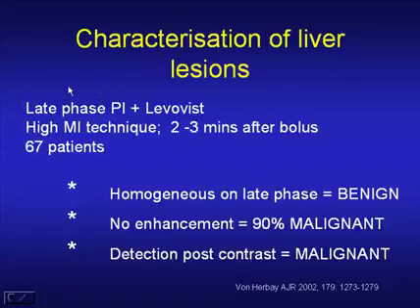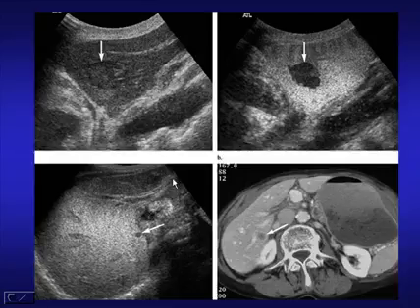Characterization of liver lesions. Well, the principles on which we work are very similar to those of contrast studies at CT and MRI. This is a study again from 2002 using the high mechanical index technique, which was all we had in those days, trying to compare the properties of benign and malignant lesions, and we can see that homogeneity on the late phase is typically benign, no late phase enhancement is typically malignant, and so on. Here's some examples.